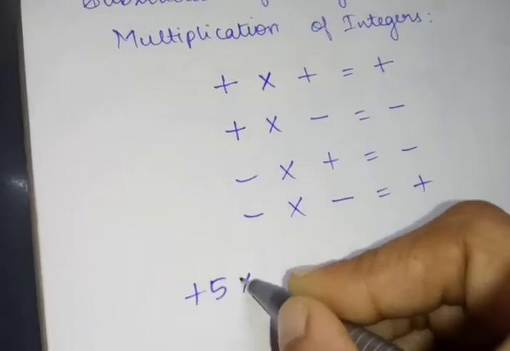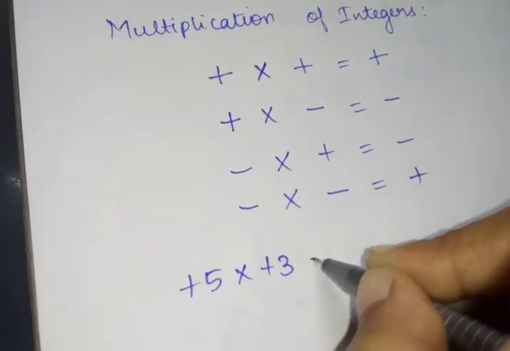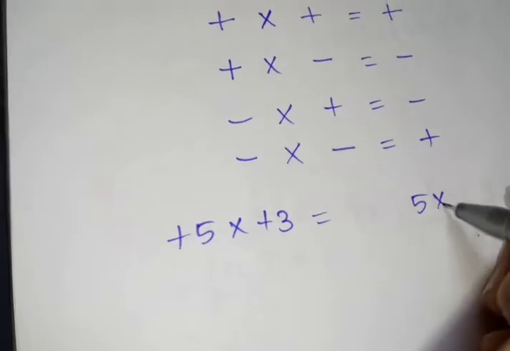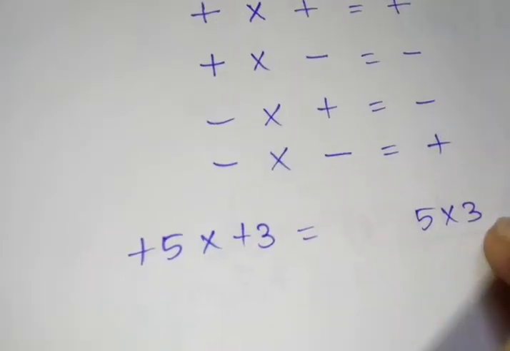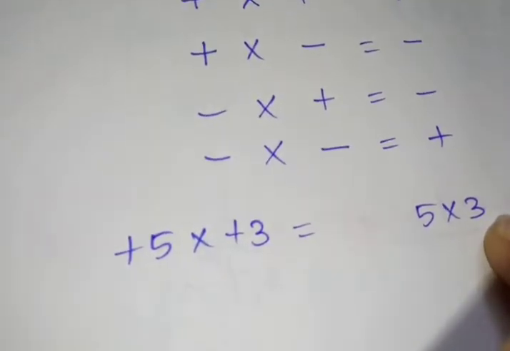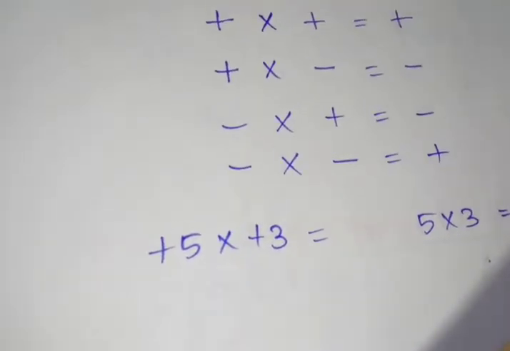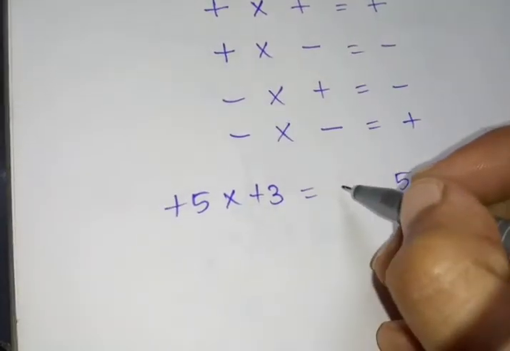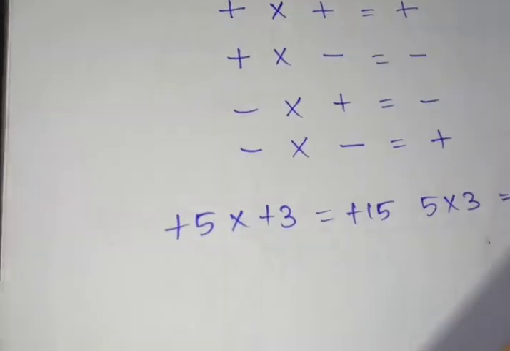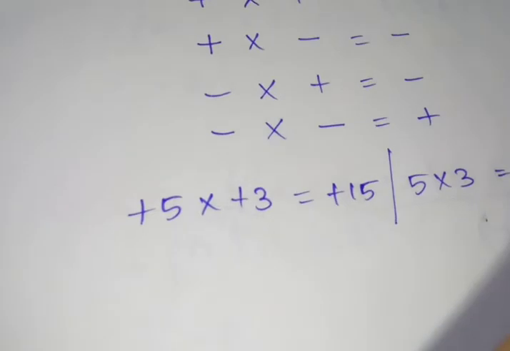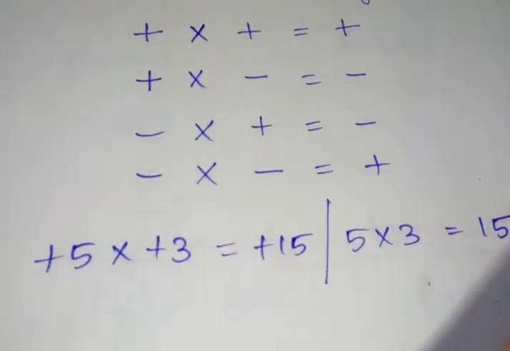Plus 5 into plus 3, or you can write 5 into 3. 5 is also a positive integer, 3 is also a positive integer. When I multiply two positive integers, 5 3s are 15, or plus 15 you can write it. Okay. So when you multiply two positive integers, answer will be a positive integer.